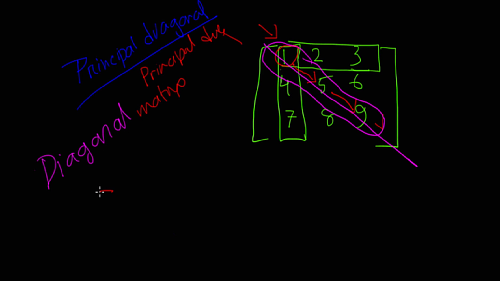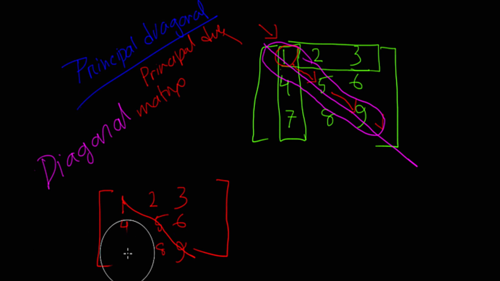Okay, so I draw another matrix. See, a square matrix with every element in the principal diagonal will be non-zero. Principal diagonal 1, 2, 3, 4, 5, 6, 7, 8, 9. This is the principal diagonal. In the principal diagonal, all of the elements will be non-zero. 1, 5, 9, they are non-zero. But the other elements of that matrix would be 0.